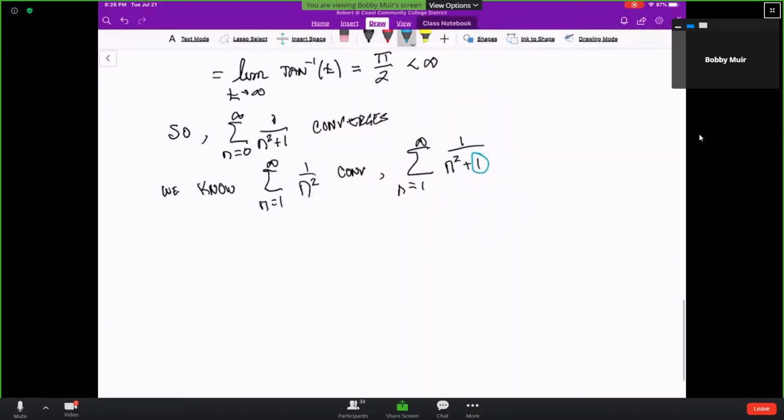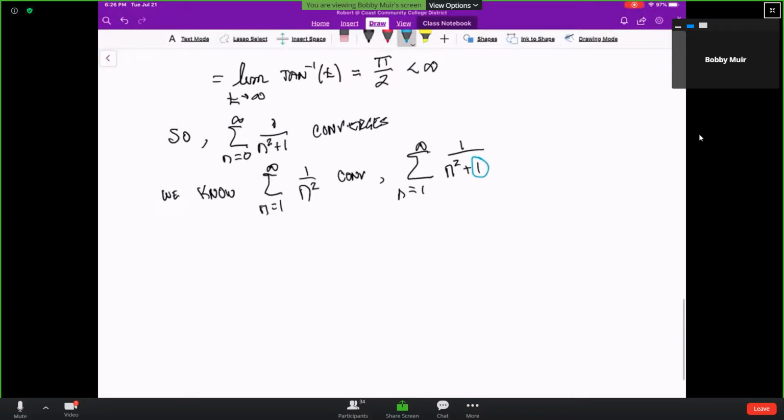So we are now moving into section 11.4. And these are called the comparison tests.